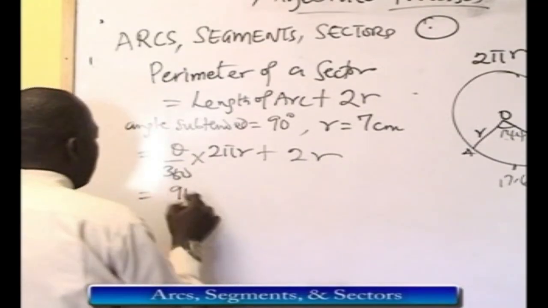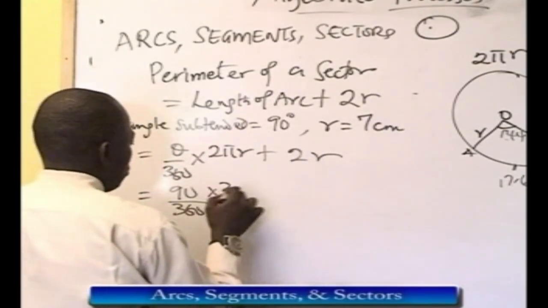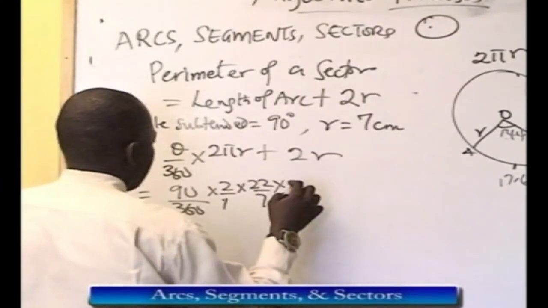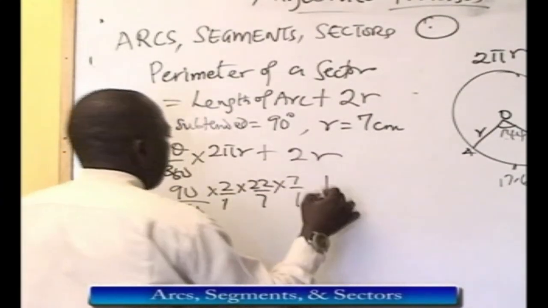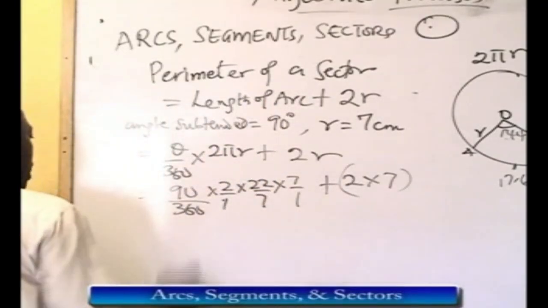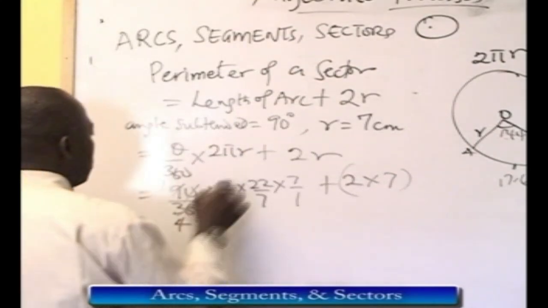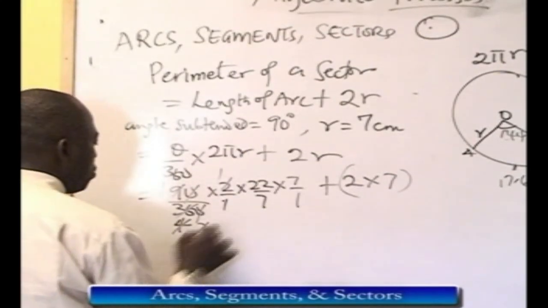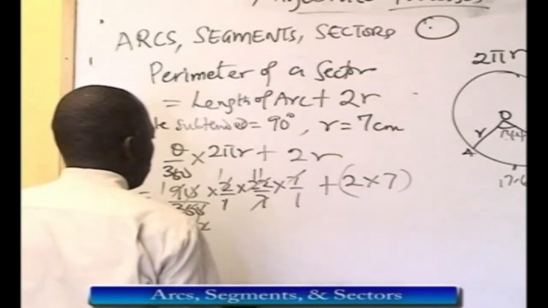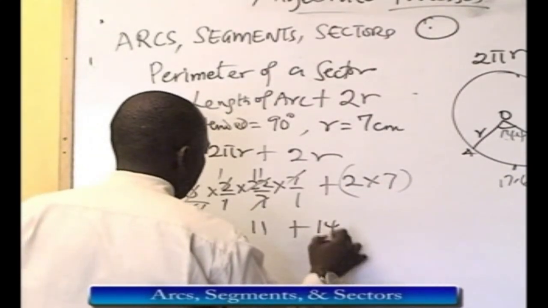Again, 90, which is the angle subtended at the center, divided by 360 times 2 over 1 times 22 over 7 times 7 over 1 plus 2 times 7. If you cut it, 9 in 90 is 10, 9 in 36 is 4. 2 in 2 is 1, 2 in 4 is 2. 2 in 22 is 11, and 7 cancels 7. So you have 11 plus 2 times 7, which is 14.